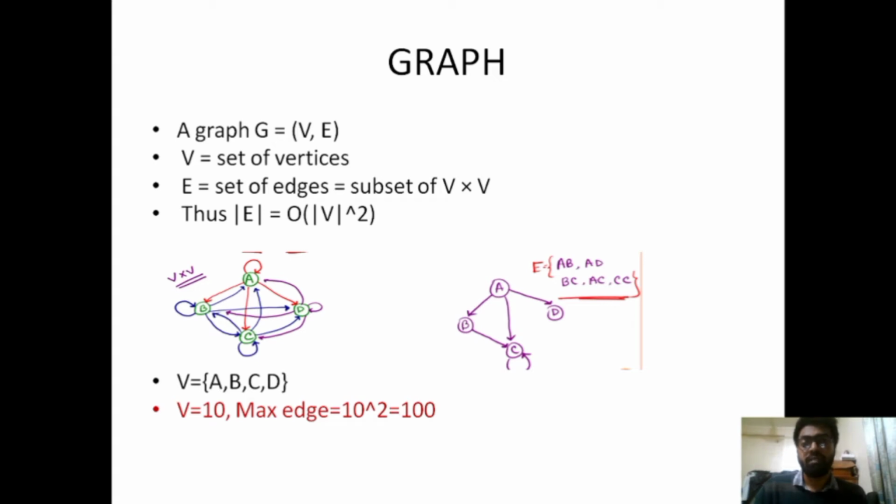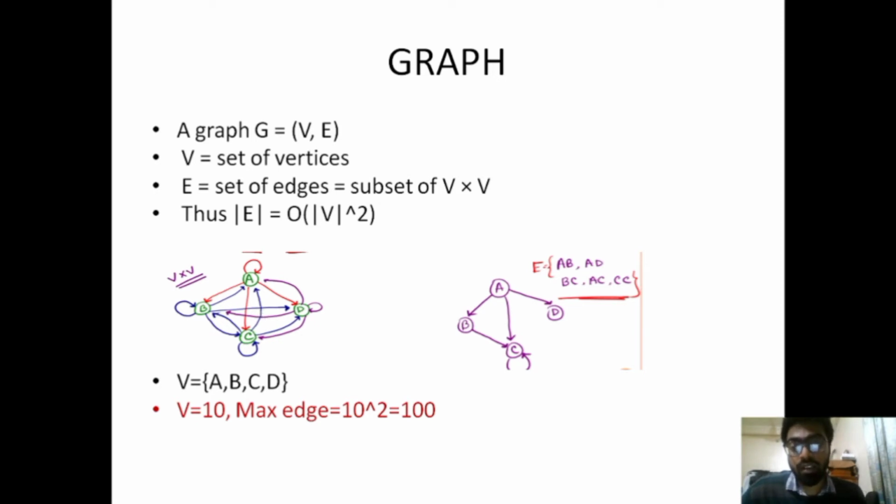Now we will discuss the dense graph and the sparse graph. So what is a dense graph? A dense graph is a graph in which the number of edges is close to the maximal number of edges. So which one is a dense graph? The number of edges of that graph is close to the maximal number of edges, or almost the maximum number of edges. So we can say that it is a dense graph.